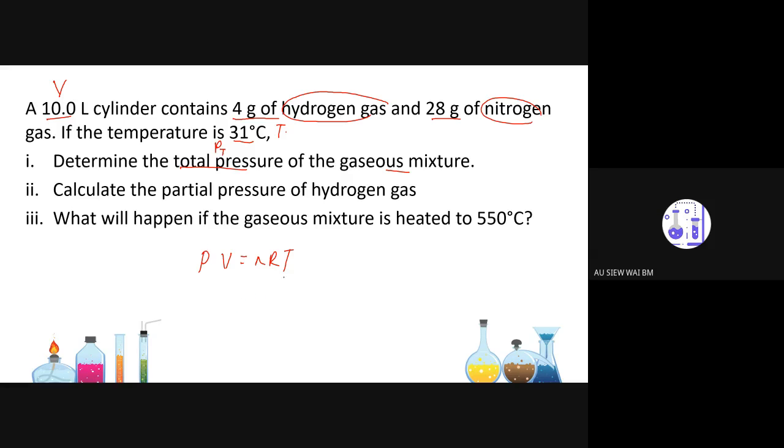Please remember, even if you have no idea, please write the formula, don't leave it blank. I write the formula first. Of course we need to use this formula, but because they ask for the total pressure, this stands for the P total. If P total, then n must be n total. So to find n total, you need to get the number of mole of hydrogen gas and the number of mole of nitrogen gas. So get the number of mole of these two gases.